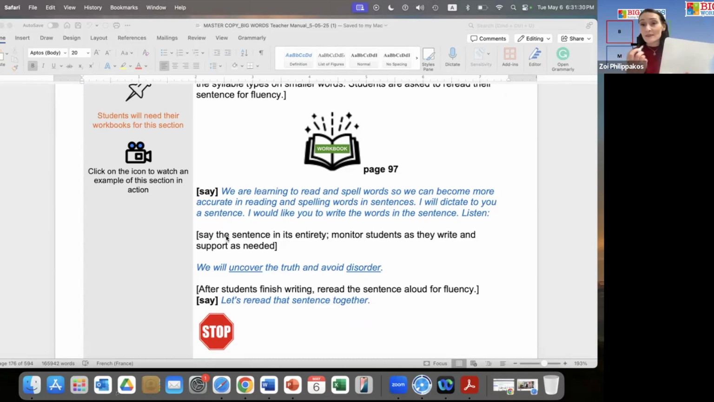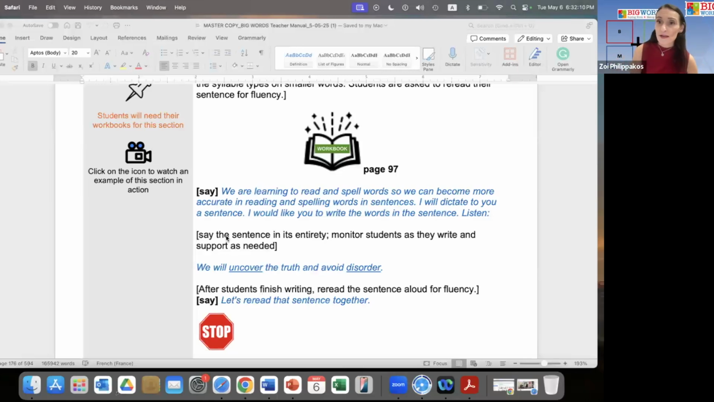So the teacher will write, this is the sentence. We will uncover, I hear the prefix, uncover the truth and avoid disorder. This, I know that this order. So this is the sentence, and I'll put a period at the end because that signifies the end of my sentence. We will uncover the truth and avoid disorder.